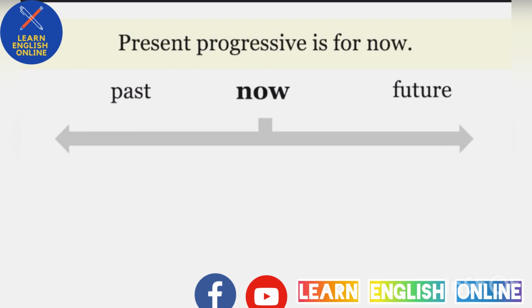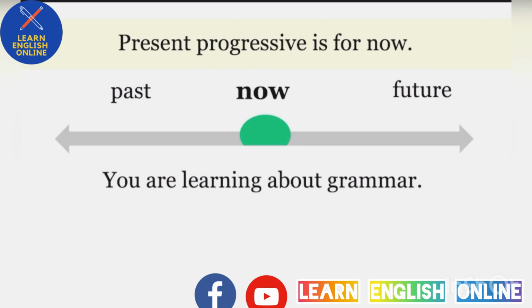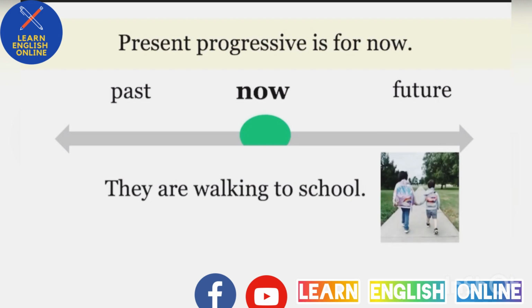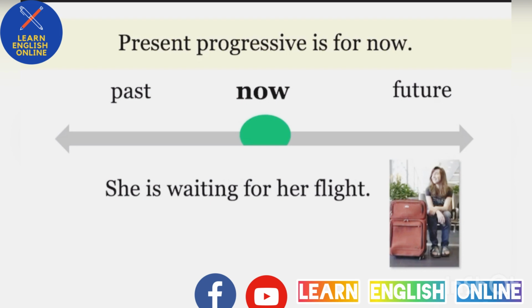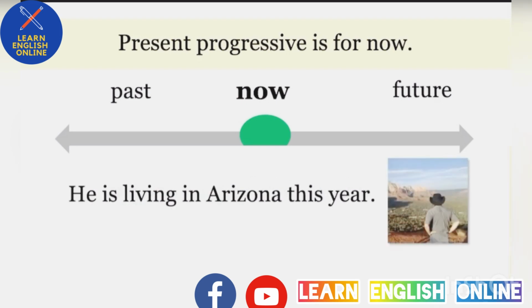Progressive is for now. You are learning about grammar now, right this minute. They are walking to school. She is waiting for a flight. He is living in Arizona this year. Remember, now can be a long time. We use this word "this" to show that it is now and we need the present progressive. I'm going to call this word a signal word.